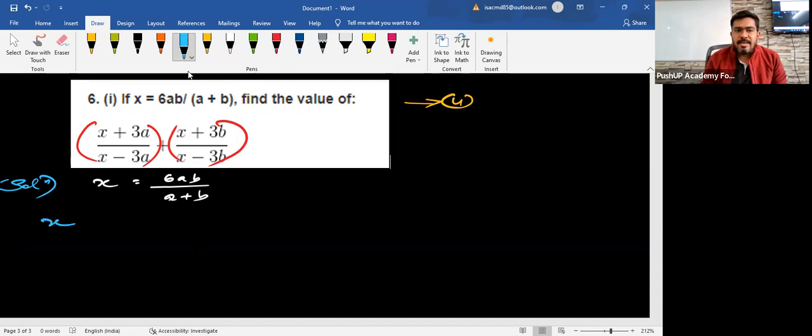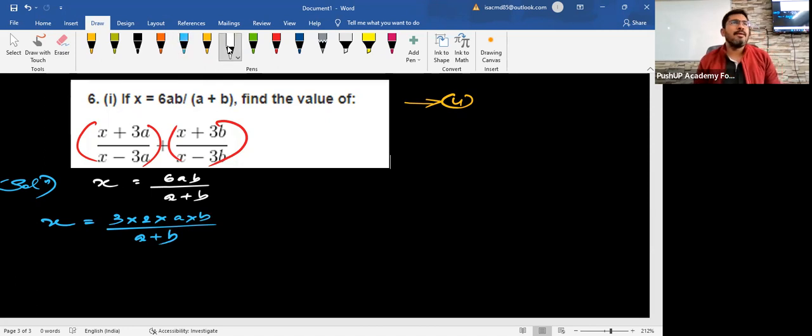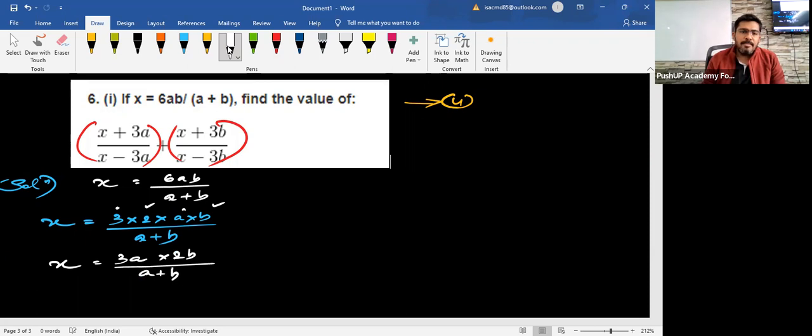You remember I had taught you this technique. x is equal to 6ab could be written as 3a. Otherwise, you can write 6 as 3 into 2, and ab is a into b, divided by a plus b. Make sense? Now, children, what if I bring 3 and a together? 3 into a will be 3a. 2 and b together becomes 2 into b, which is 2b, divided by a plus b. I'm just rearranging the factors, nothing else. I'm not adding or subtracting any values.